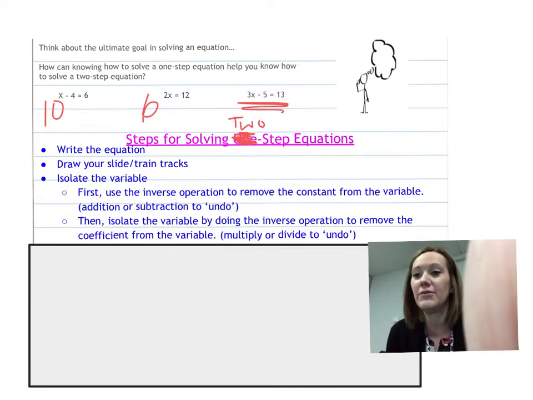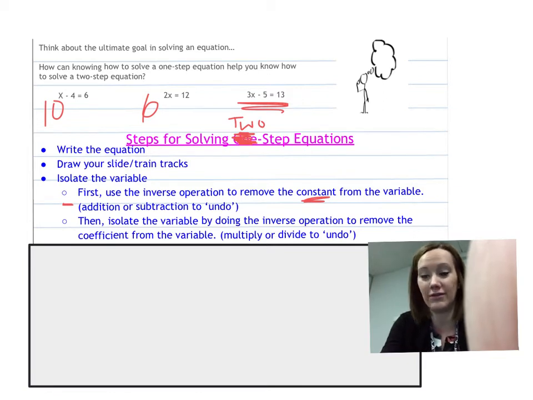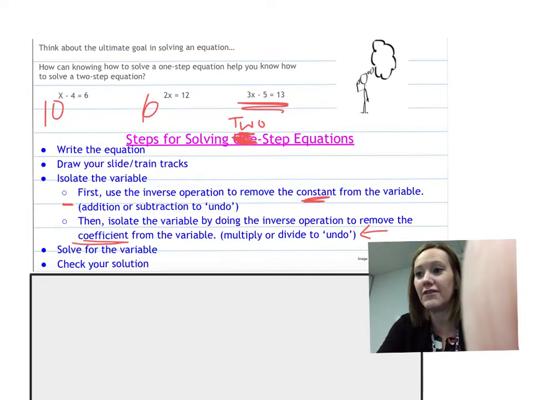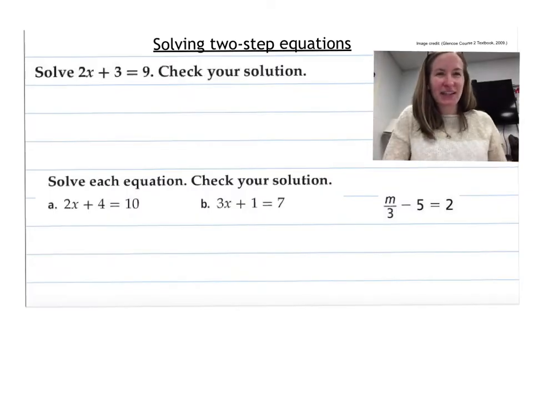When we isolate the variable for two-step, we first use the inverse operation to remove the constant, so that's going to be addition or subtraction, and then we isolate the variable by doing the inverse operation to remove the coefficient, which is going to be multiplying or dividing. And we're going to do lots of practice problems to show you and have you practice how to use these steps. Then we solve for the variable, and then of course, one of the most important steps is to check your solution and make sure that it works in the equation. All right, let's do this.